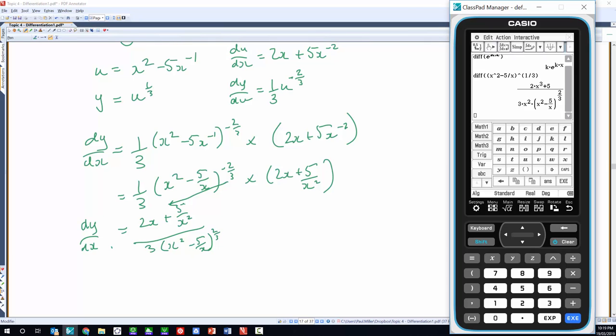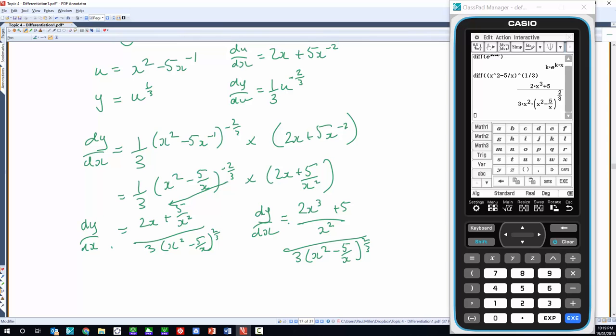So what it's going to do with this top line here, the numerator, is find a common denominator. All right, now our common denominator is going to be x squared. So I'm going to make an equivalent fraction with a denominator of x squared. So dy dx equals, I'm going to multiply this numerator by x squared and the denominator by x squared. That's going to give me 2x to the 3 plus 5 all over the big denominator of x squared over 3 x squared take 5 over x to the 2/3.